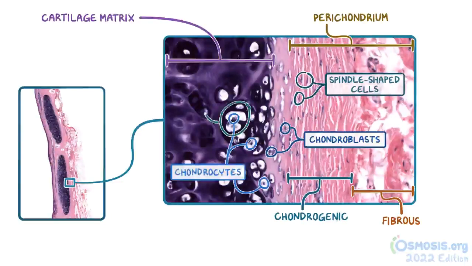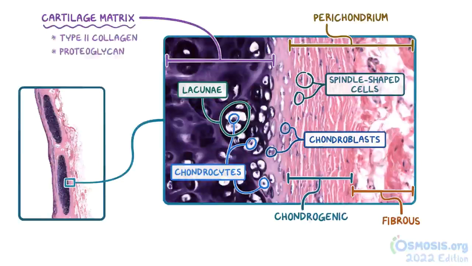The chondrocytes are found within small cavities called lacunae that are often arranged in clusters of 2 to 4 cells. The extracellular matrix, with its glassy appearance, is composed of mostly type II collagen and proteoglycan, which is an amorphous gelatinous substance, often referred to as ground substance.